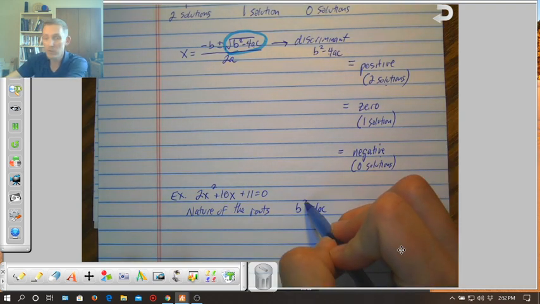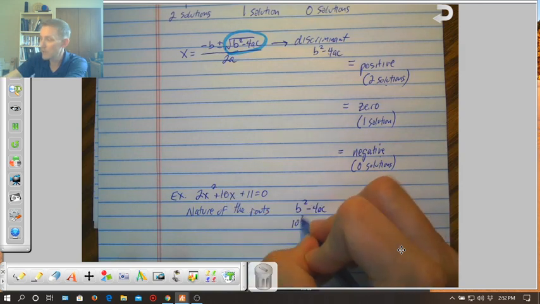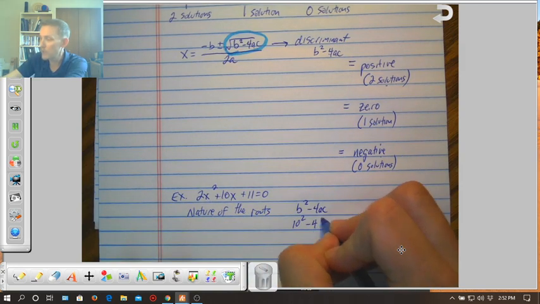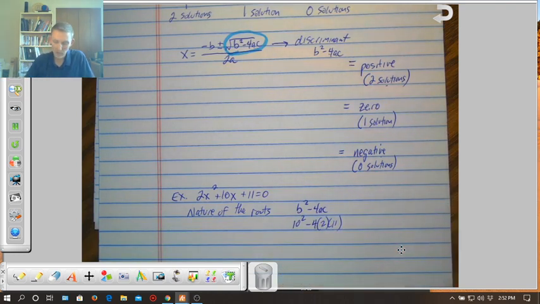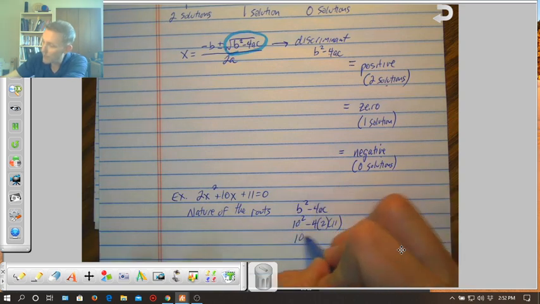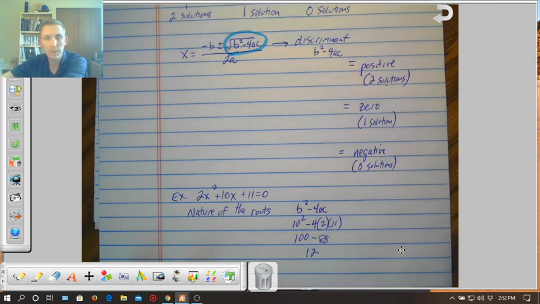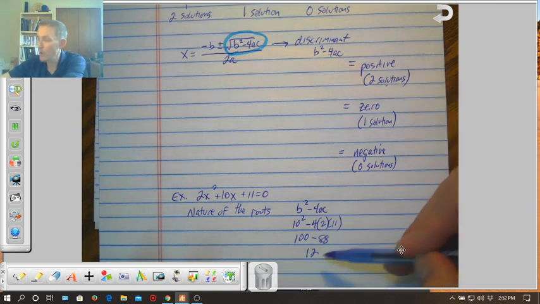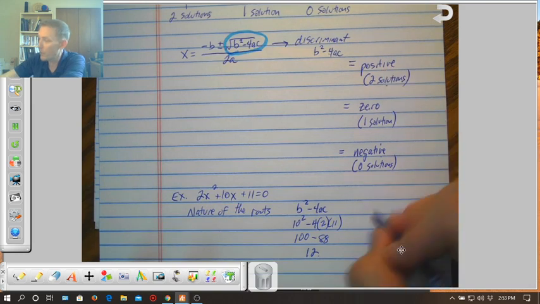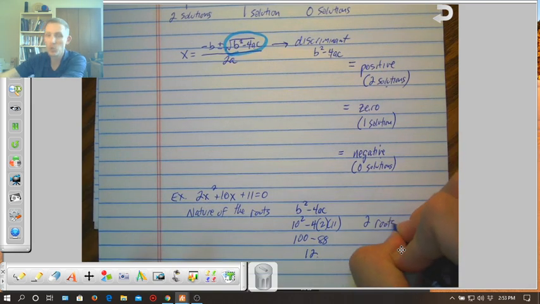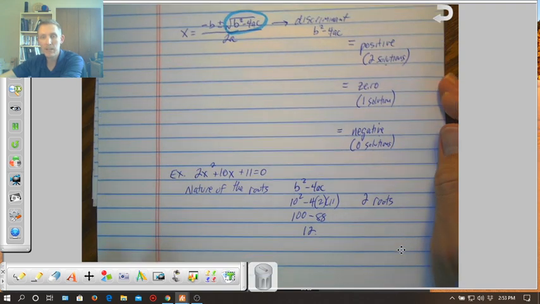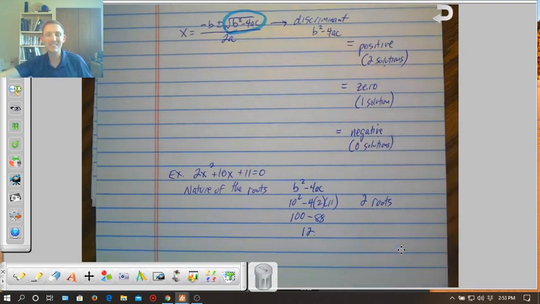Well, b squared, my b is 10, so that's 10 squared, minus 4 times a, which is 2, times 11. Okay, so we're going to simplify that to 100 minus 88, which is 12. Now, if I look at that, 12 is positive. Therefore, there will be two roots to this problem.